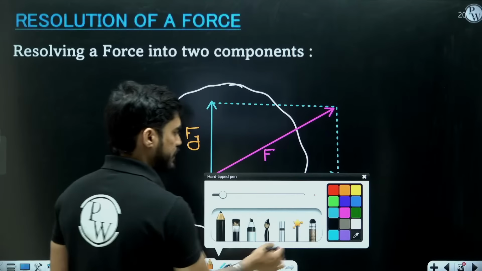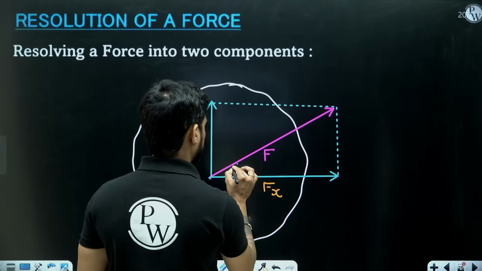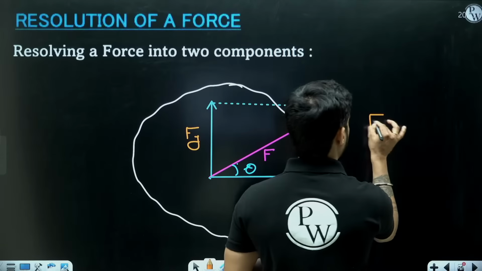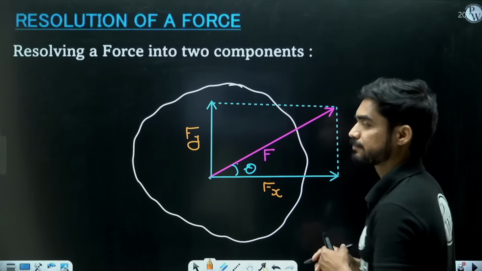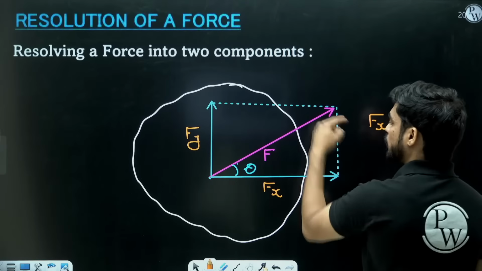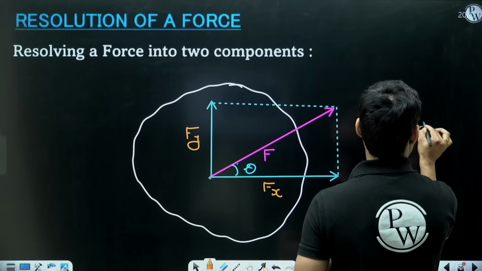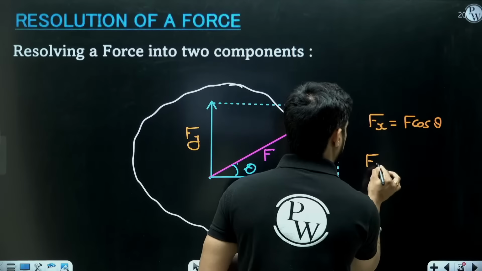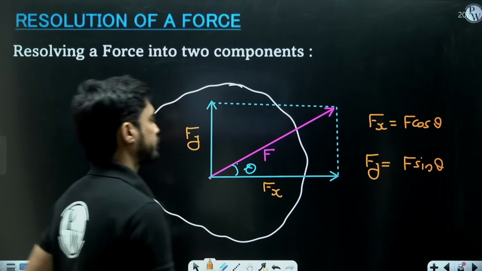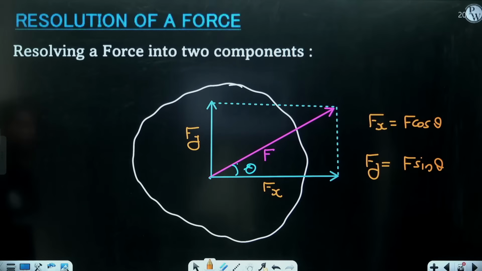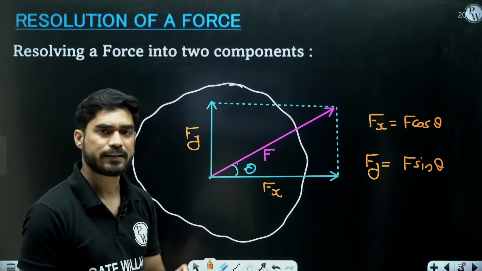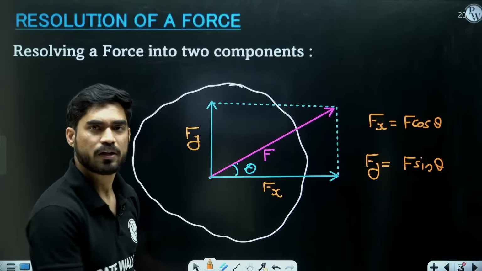Now, if this angle is theta, then your Fx will be equal to how much? Then your Fx will be equal to F cos theta, and your Fy will be equal to F sin theta. Now understand, in order to remember which one will be F cos theta, which one will be F sin theta, just understand this rule.